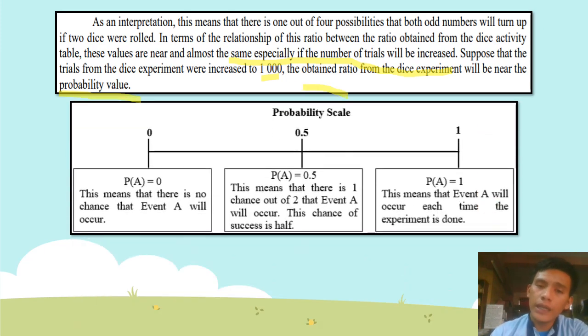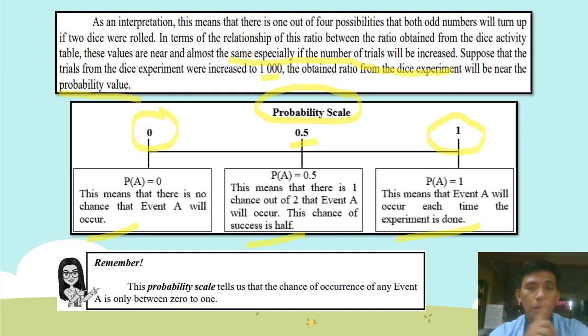If this is our probability scale, 0 means that there is no chance that event A will occur. 0.5 means that there is only one chance out of 2 that event A will occur. This chance of success is only half. If 1 is our probability, this means that event A will occur each time the experiment is done. Remember, the probability scale tells us that the chance of occurrence of any event A is only between 0 and 1. That will be your answer. Must be 0 to 1.